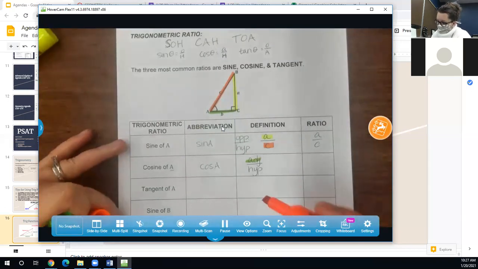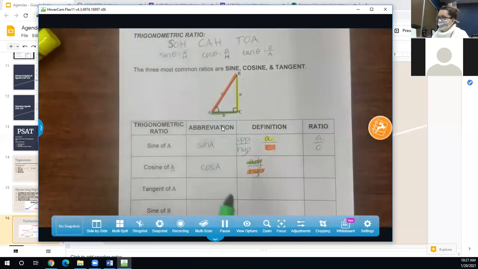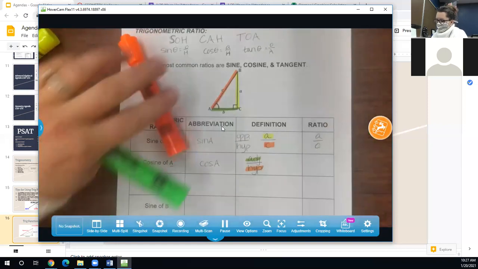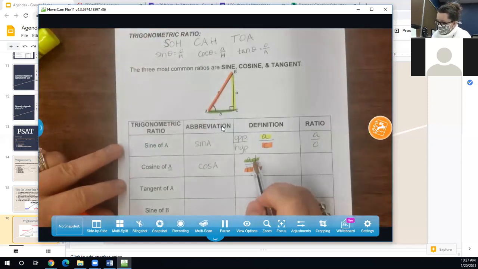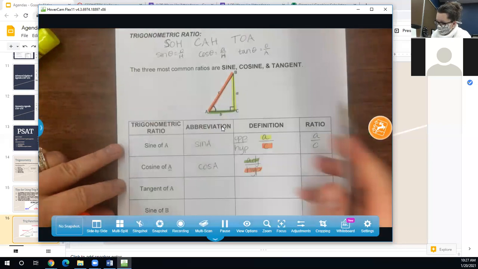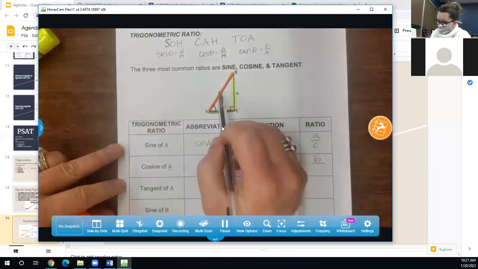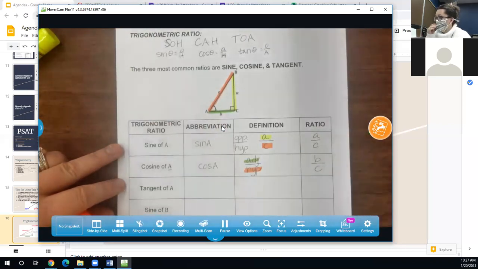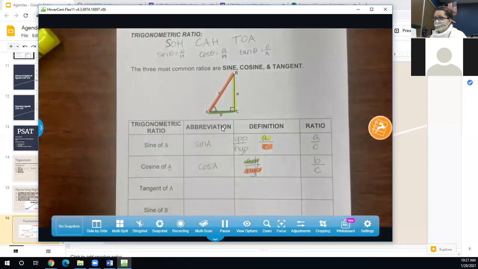And my hypotenuse stays the same. It's c, always across from the right angle. So my ratio here from A, my adjacent is b, my hypotenuse is c. So right now we're just writing the ratios, okay? Later on, next class, we'll be solving and finding values.